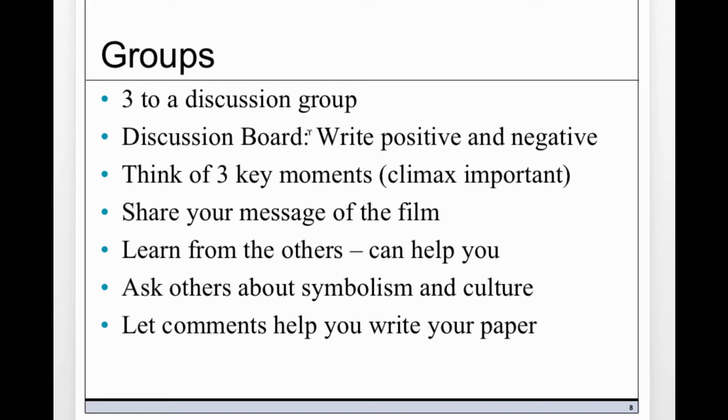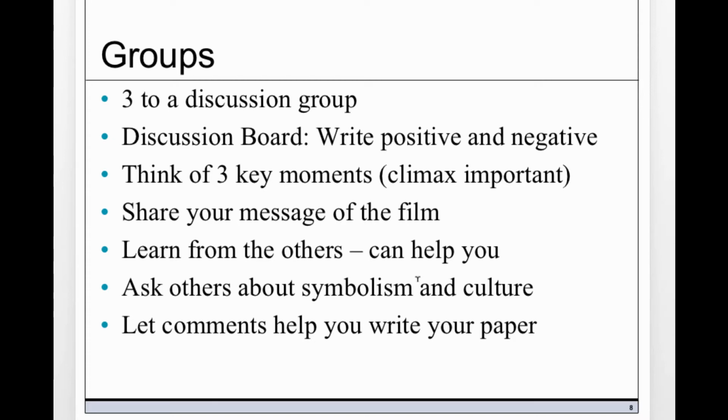For your groups, when you start a discussion, there'll be 2 or 3 other people besides yourself. You'll go in and write what you thought was positive and negative in different categories. So think of 3 moments as you're going through that can really solidify your message in one of the categories as you move through it. Share your message of what you thought the film meant. Learn from others. They can actually help you go beyond what you thought the message was, or you can see their point, adjust it a little bit, add more content to your message, that type of thing.